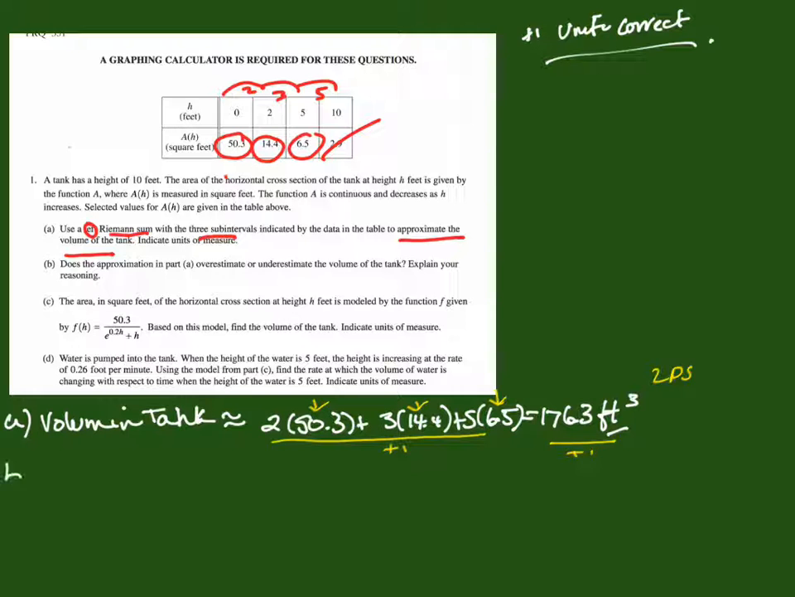Okay, going on to part B. It says, does the approximation in part A overestimate or underestimate the volume of the tank? Explain your reasoning. What I do for this is I look to see, we are decreasing right here, right? So my function that I took the area was decreasing, and it was a left Riemann sum. So just start here and go, I'm going to do some areas here, and I am going to do left-sided, so it would come here, and this one would go out to there.